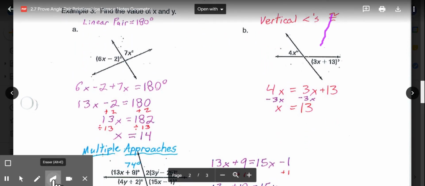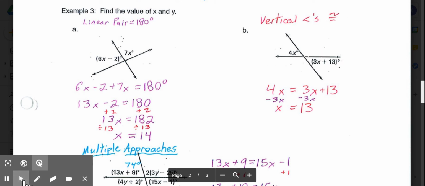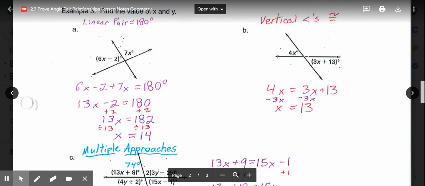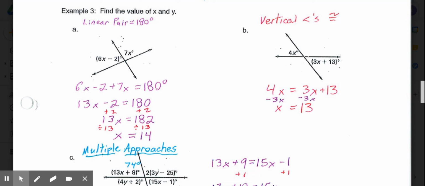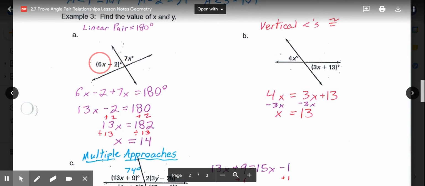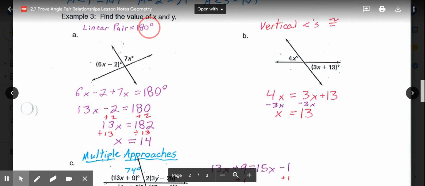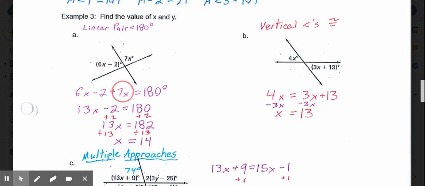All right, now moving into example 3. Example 3 says find the value of x and y. This is where we're going to take those theorems and postulates about congruent angles and supplementary angles and apply that information. So we know that these two angles, the 6x minus 2 and the 7x, are a linear pair. If they're a linear pair, they equal 180. So I take 6x minus 2 plus the other angle, 7x, and that equals 180.